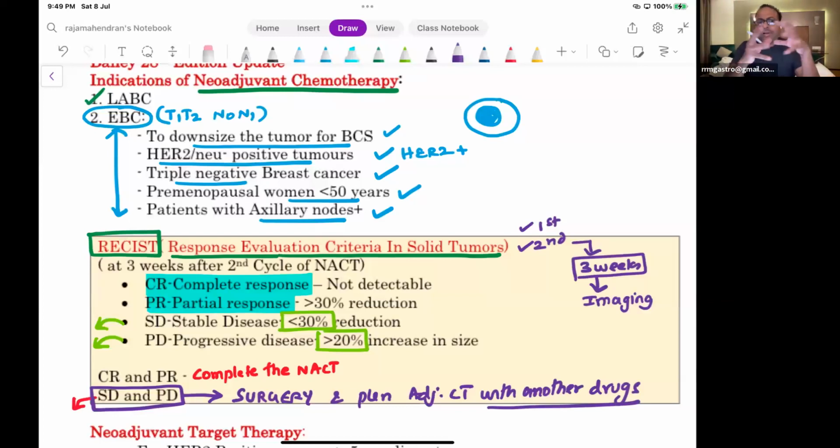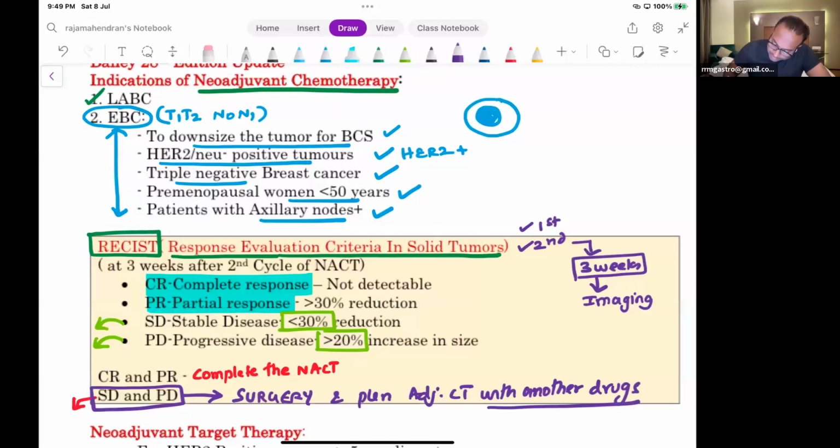This is a very important update from New Bailey. So neoadjuvant chemotherapy பத்தி அவ்வளவு டீடைல்டா எந்த புக்லயுமே இல்ல, அவ்வளவு கிளியரா கொடுத்திருக்காங்க. So RECIST criteria, complete response, partial response patientக்கு complete the neoadjuvant chemotherapy. Stable disease and progressive disease க்கு do surgery and plan adjuvant chemotherapy with other group of drugs. Yes, new group of drugs.